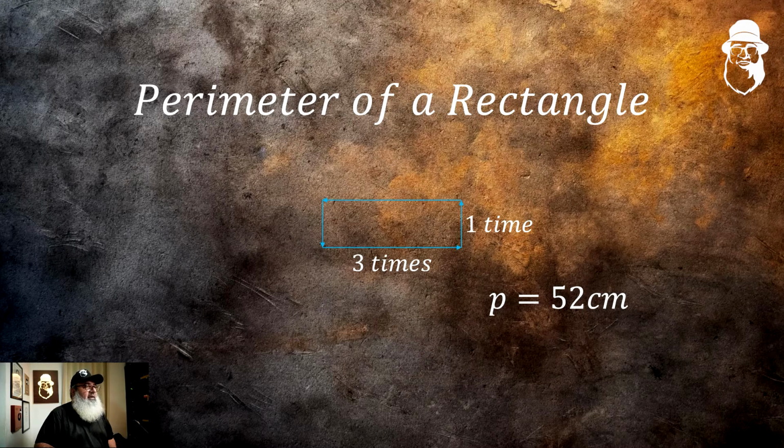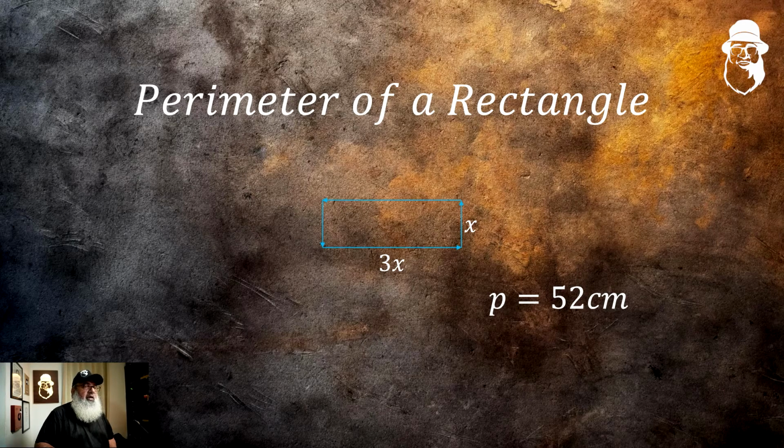Now, the fact that the rectangle is 3 times as long as it is wide can be put into mathematical form by letting the shorter side equal x, because we can then call the longer side 3x, because it's 3 times. Now, as the perimeter is given as 52, we can write the equation.